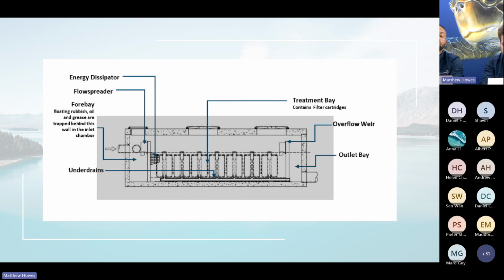And the next slide. So this is a quick overview of what needs to be reviewed during the inspection of the StormFilter. It is important to understand the StormFilter comes in different sizes and configurations, but this is a cross-sectional view of a StormFilter vault system. And some of the components that you need to inspect would be the forebay, the treatment bay, where the cartridges are contained, as well as the outlet bay and overflow weir, as well as the under drains. And that's just to make sure everything is operating as designed.